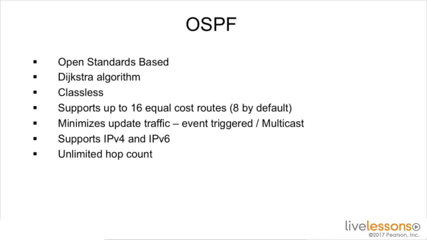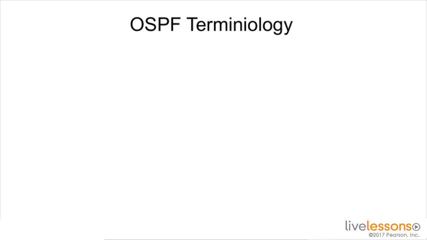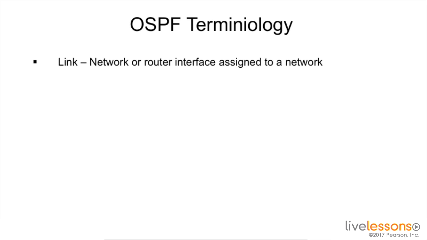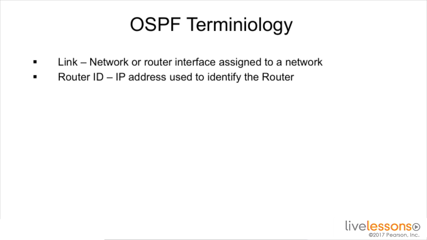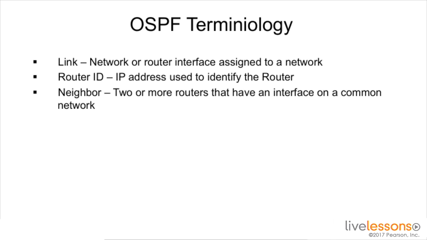Let's go over a little bit of OSPF terminology. First, the link. A link is a network or router interface assigned to a network. The second is a router ID. The router ID is the IP address used to identify the router. The third is a neighbor. A neighbor is 2 or more routers that have an interface in common on a network.